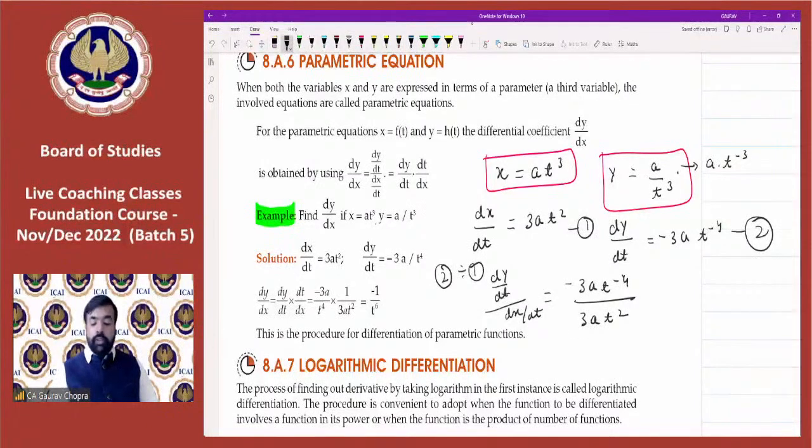Now let's see what is getting cancelled. 3 and 3, a and a are getting cancelled. So what is left? Minus 1 upon t to the power of 2 plus 4. So it is minus 1 upon t to the power of 6. So this becomes the final answer. Bibu Pandey says: repeat please one more time to grasp it more accurately.